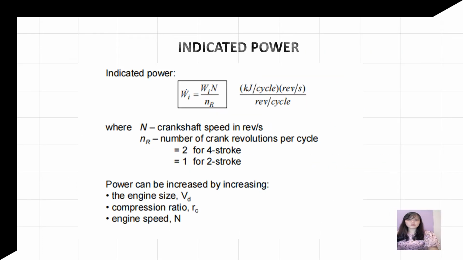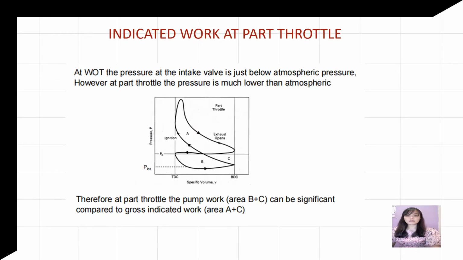Indicated power can be defined in formula form, where indicated power is equal to W times crankshaft speed in revolutions per second divided by the number of crank revolutions per cycle, where for a 4-stroke it is equal to 2, whereas for a 2-stroke it is equal to 1. From the formula, we can say that power can be increased by increasing the engine size, the compression ratio, and also the engine speed.